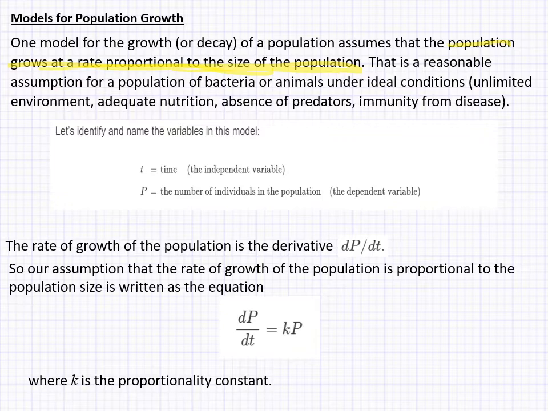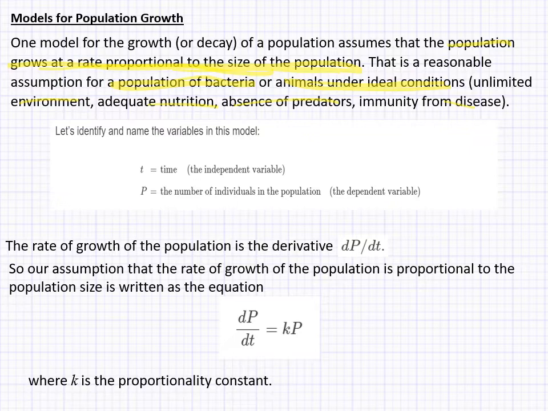It's reasonable when we talk about, say, bacteria growth or animals, under ideal conditions like, say, rabbits or rats or something like that multiplying. Now, it's under ideal conditions. You have an unlimited environment, adequate nutrition, absence of predators, immunity from disease. It's not the perfect scenario necessarily, but it's really looking at this ideal conditions, which isn't 100% accurate all the time.